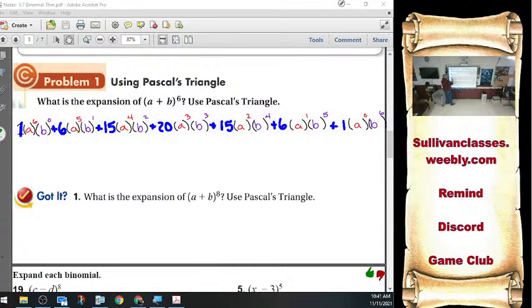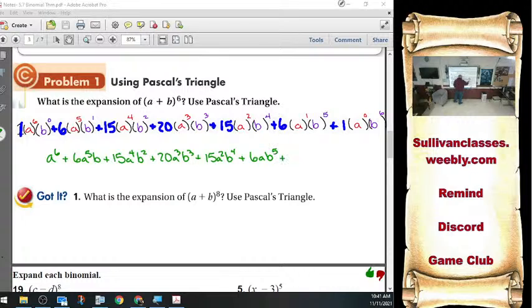1 times a to the 6th. 6 times a to the 5th times b, 6a to the 5th b. 15 a to the 4th b squared. 20 a to the 3rd b to the 3rd. 15 a squared b to the 4th. 6 a b to the 5th, plus b to the 6th.